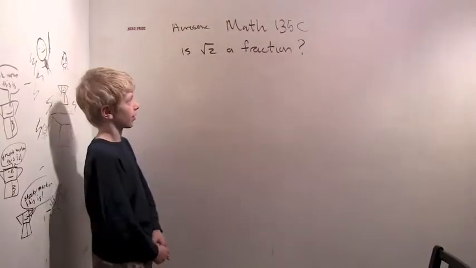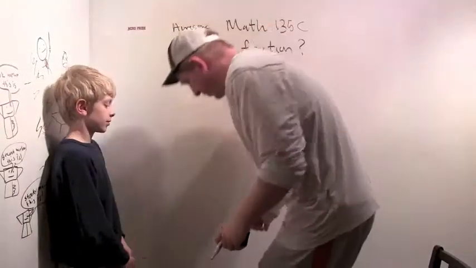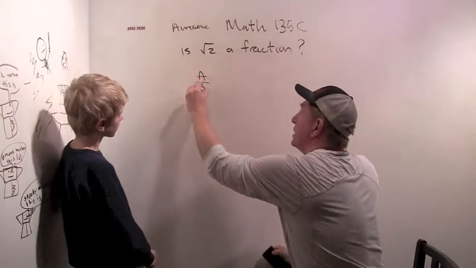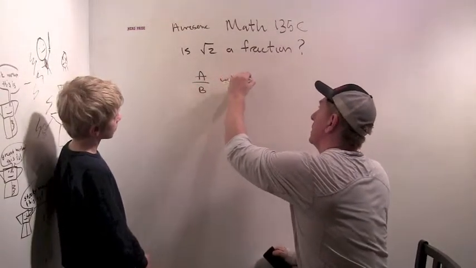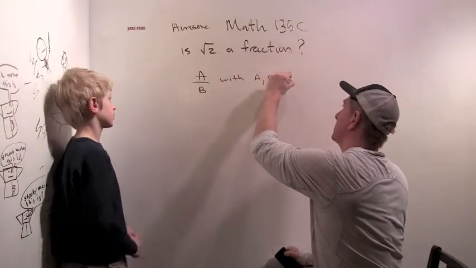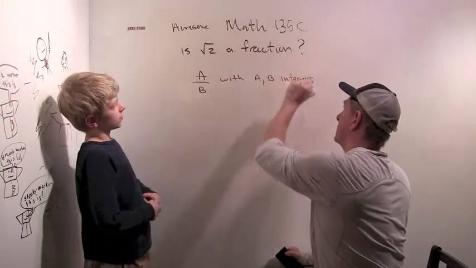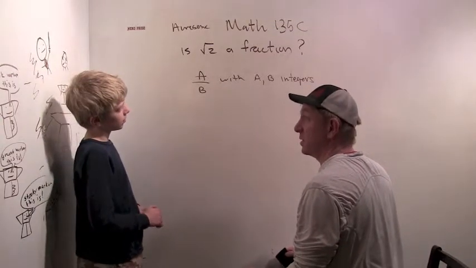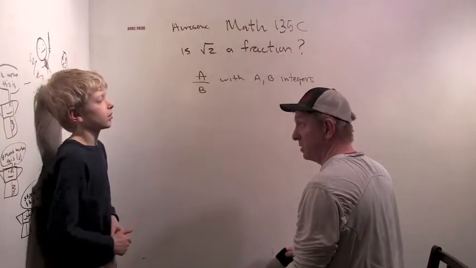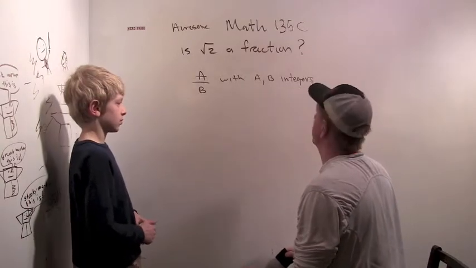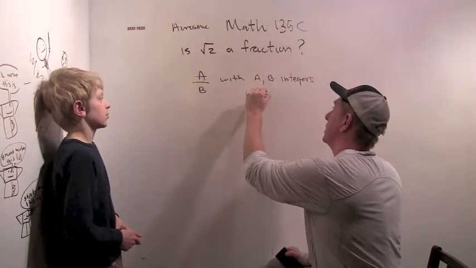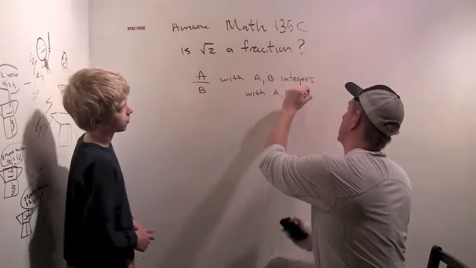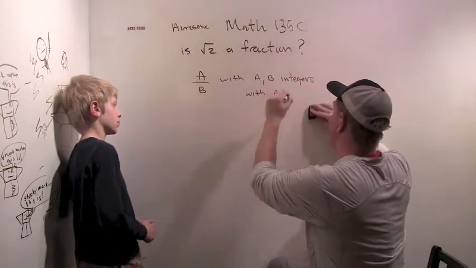Here's part C. Is square root of 2 a fraction? So let's say it's a over b with a and b integers. Now I'm going to make one other assumption that's a little hard to see why I would make at the beginning: a and b have no common factors.